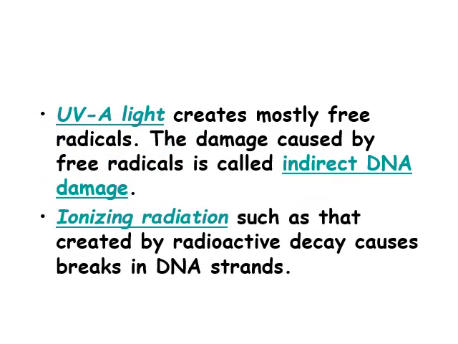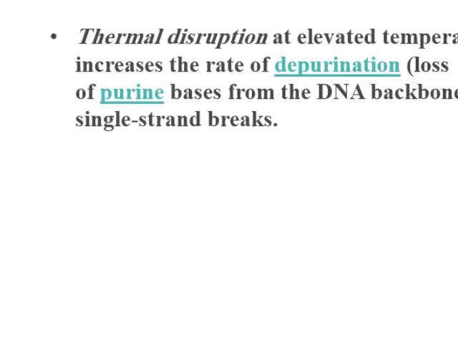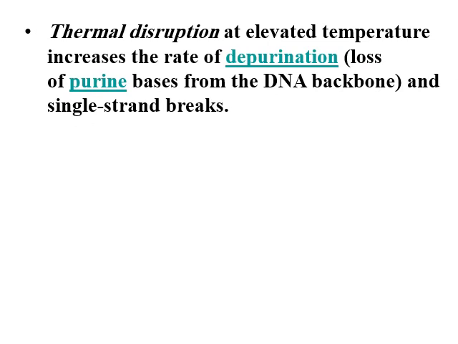Ionizing radiation such as that created by radioactive decay causes breaks in the DNA strand. The other endogenous factor is thermal disruption. Elevated temperature increases the rate of depurination. That means loss of the purine bases from the DNA backbone and single strand breaks.